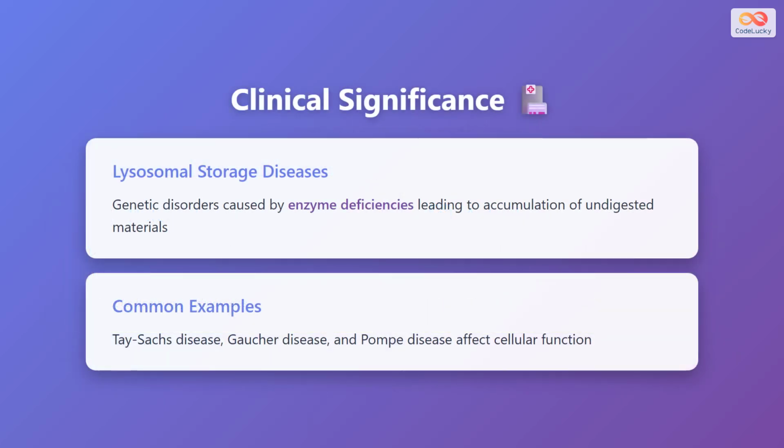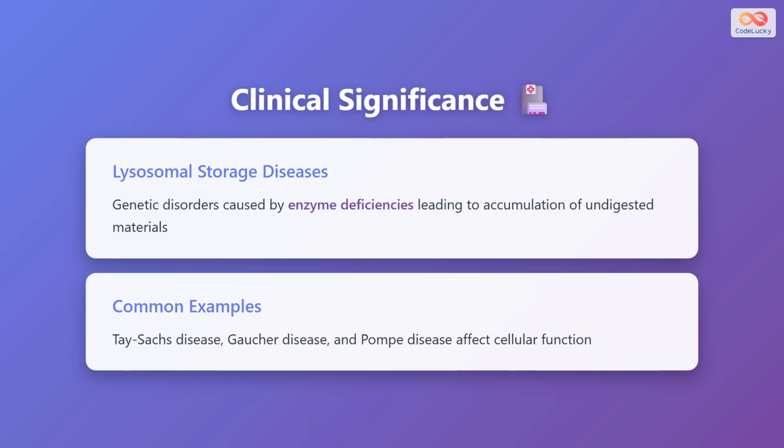The importance of lysosomes becomes especially clear when we examine what happens when they malfunction. Lysosomal storage diseases are a group of genetic disorders caused by deficiencies in specific lysosomal enzymes. When one of these enzymes is missing or not working properly, the materials that enzyme would normally break down begin to accumulate inside cells. This accumulation can severely damage cells and tissues over time.